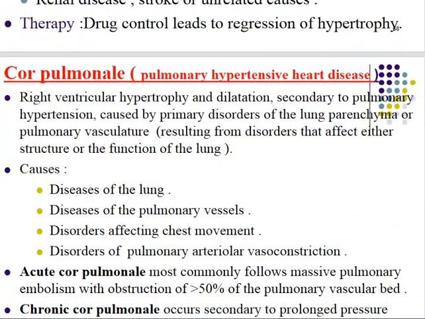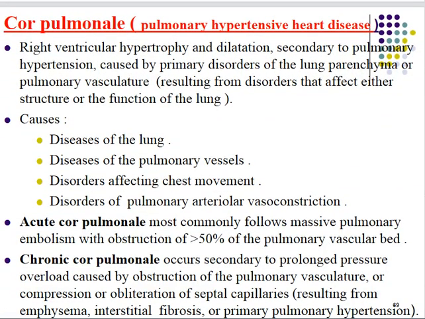The last topic is what we name pulmonary hypertensive heart disease. As you know, there is a pulmonary circulation that is bound between the lung and the right side of the heart, in addition to the systemic circulation that is bound between the left side of the heart and the body. So right ventricular hypertrophy and dilatation can be seen secondary to pulmonary hypertension.